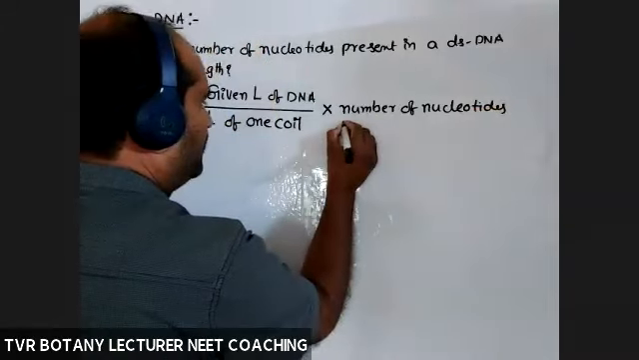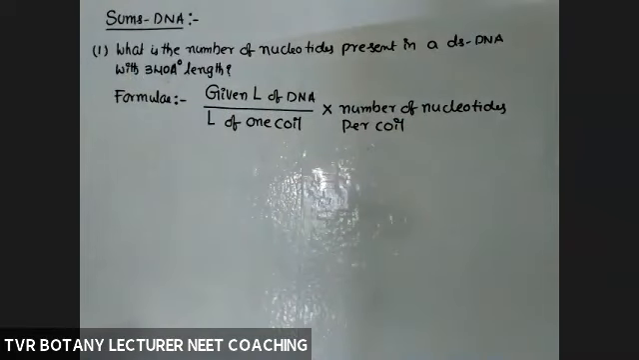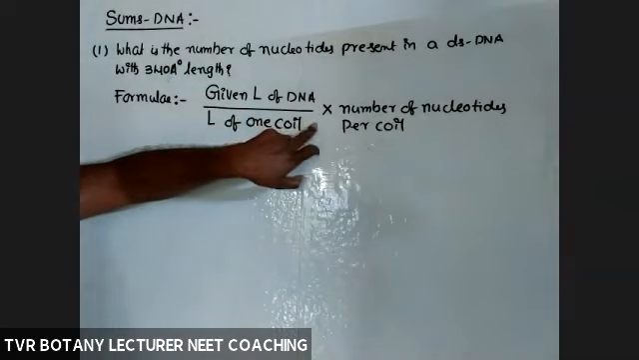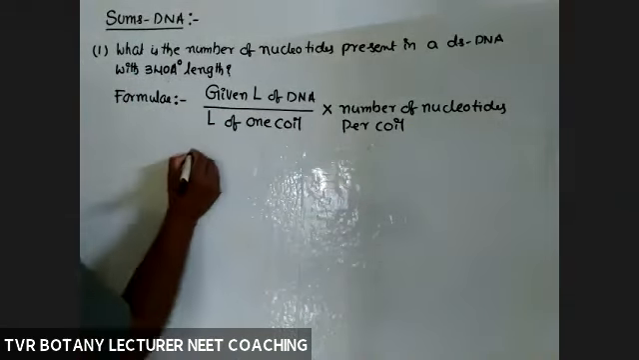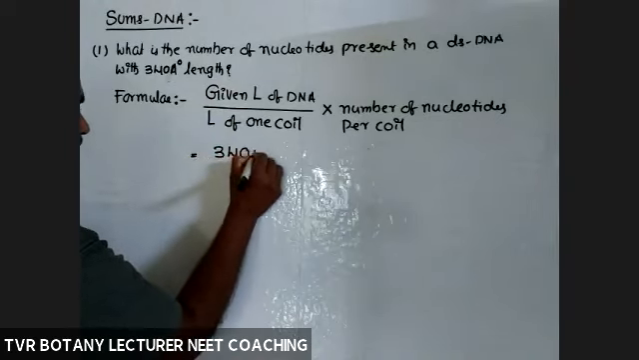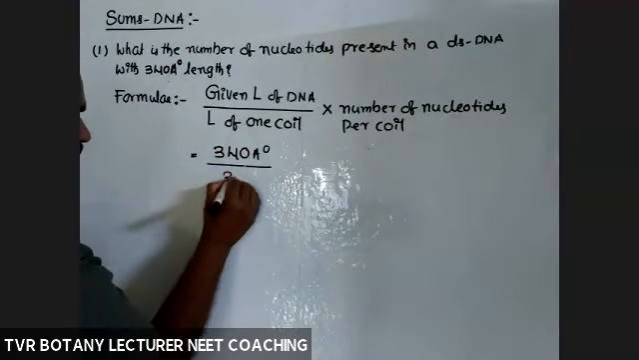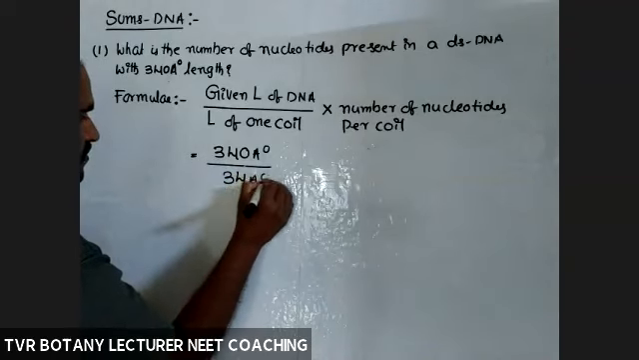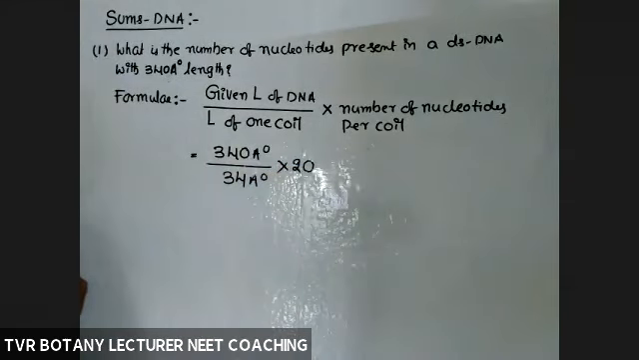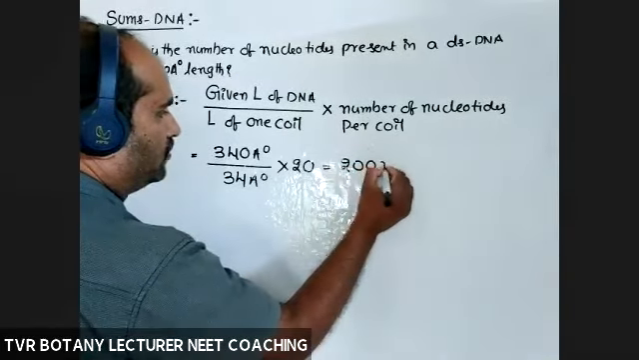Nucleotides per coil. Okay, right? So given length of DNA by length of one coil into number of nucleotides per coil. If we simplify this one, length of DNA 340 angstroms divided by length of one coil, 34 angstroms, into per coil 20 nucleotides. So yesterday we got 200 nucleotides.